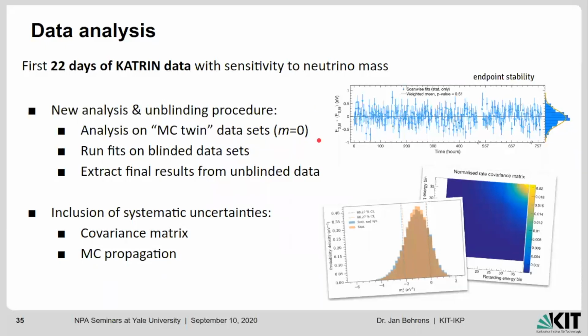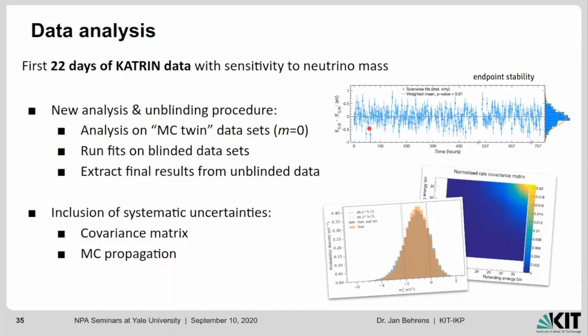And so we first did our analysis on so-called MC twin data sets, where we generate integral spectra with the same experimental parameters, but with a neutrino mass of 0. And then we can run our fits and test our software on this Monte Carlo data. Then in the next step, we run our fits on blinded data sets. And then in the final step, we unblind the data and run our fits with the setup that was decided on here. And with this, we can investigate our systematics on the blinded data sets.